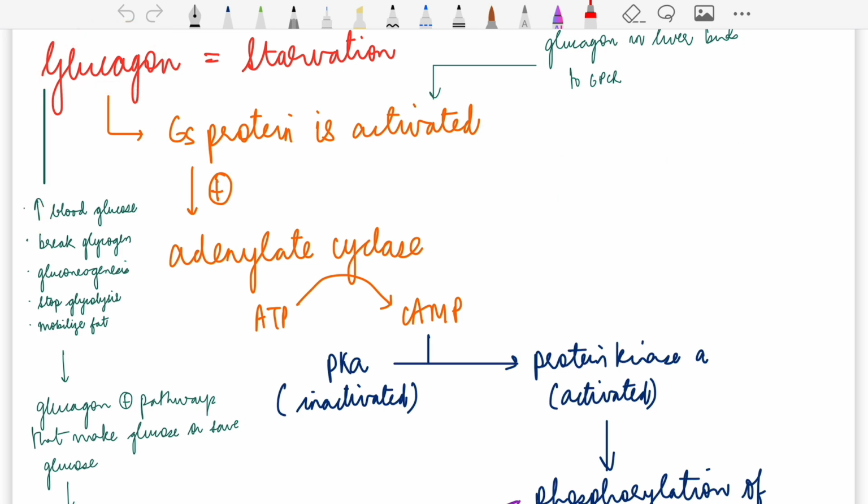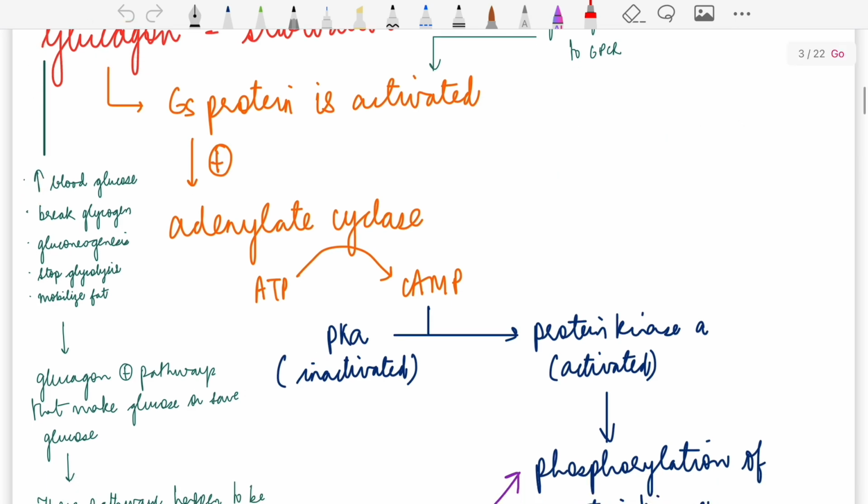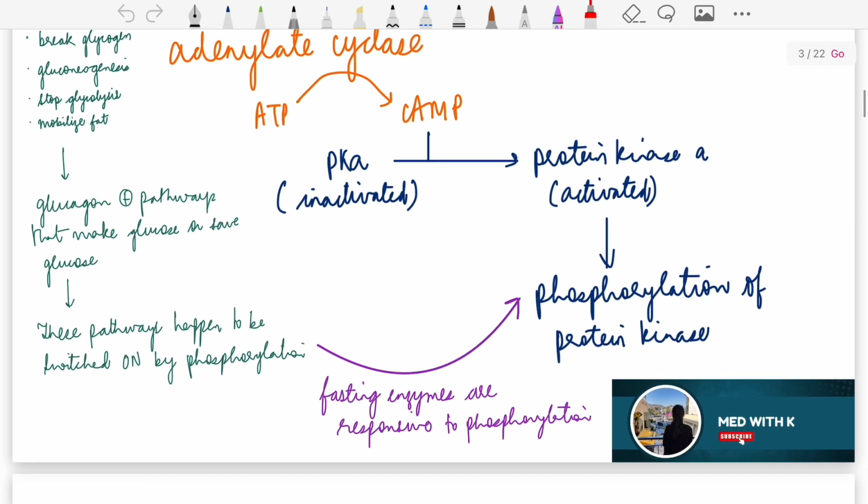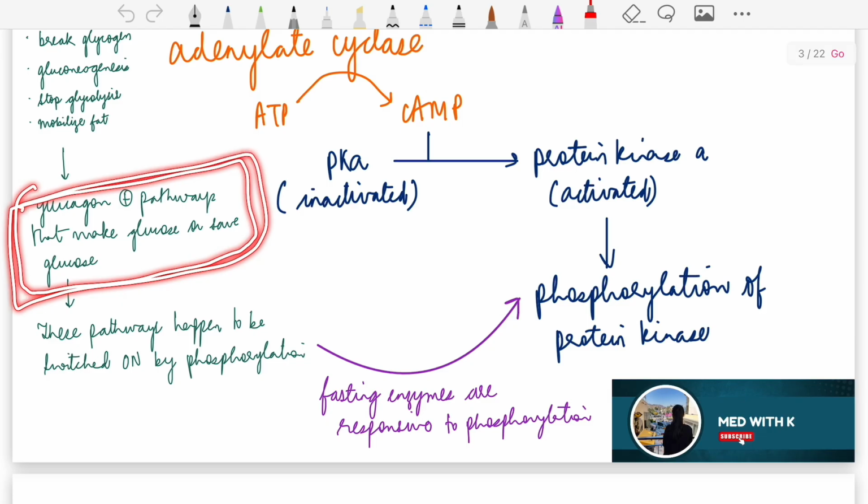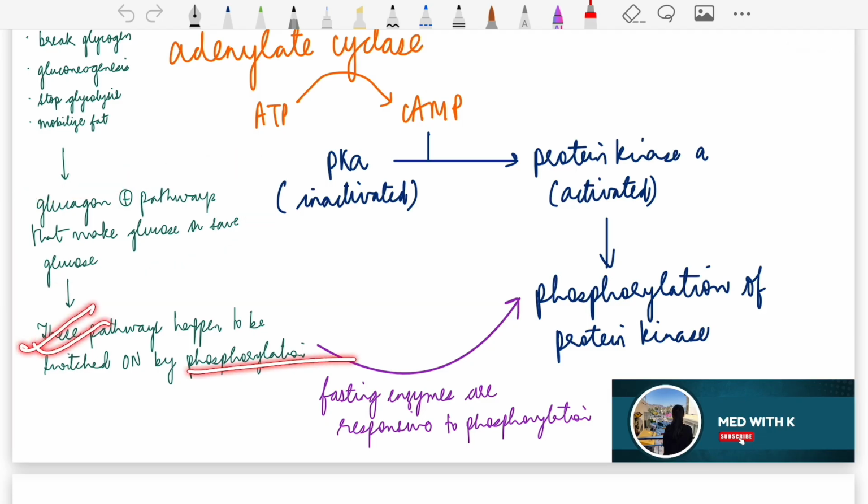We want to prevent the state of hypoglycemia. So for that, we need to do glycogenolysis, that is breakdown of glycogen, or gluconeogenesis. And we need to stop glycolysis, right? So glucagon activates pathways that make glucose or save glucose. These pathways happen to be switched on by phosphorylation. So fasting enzymes are responsive to phosphorylation.